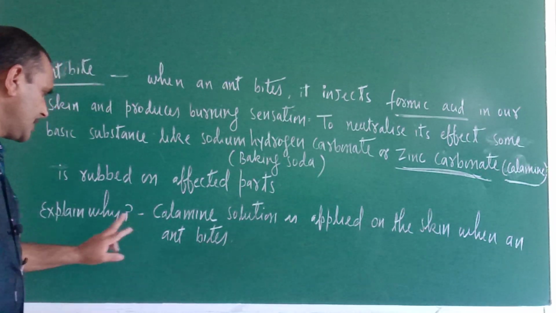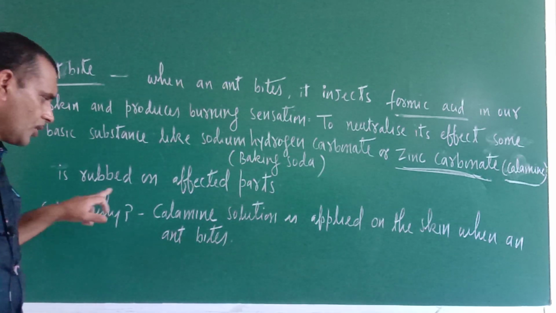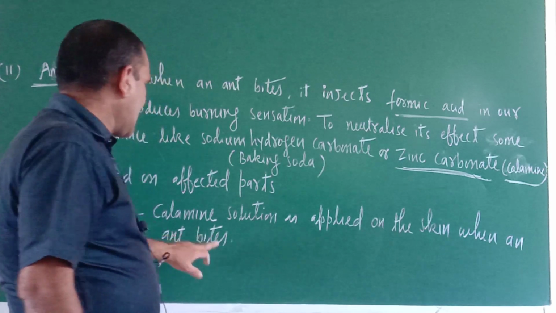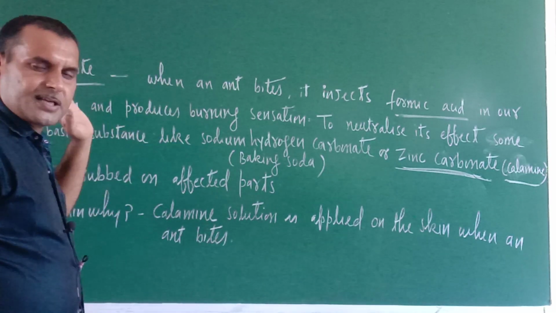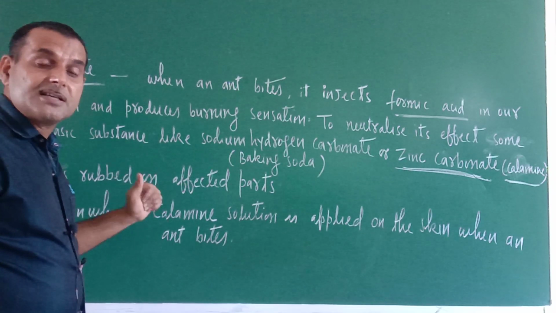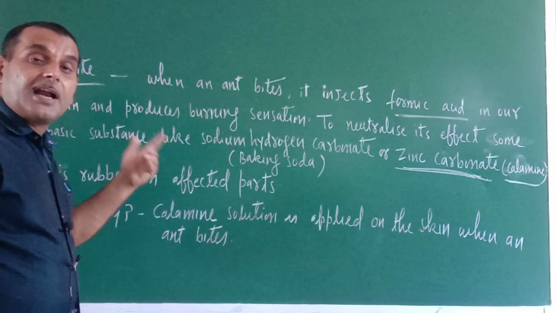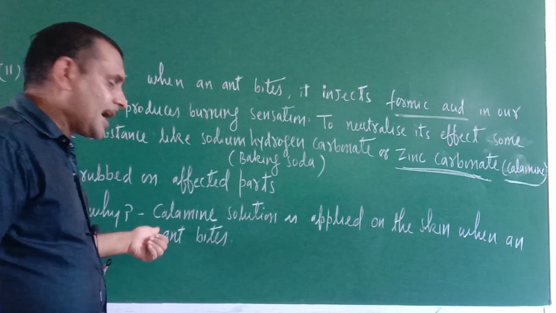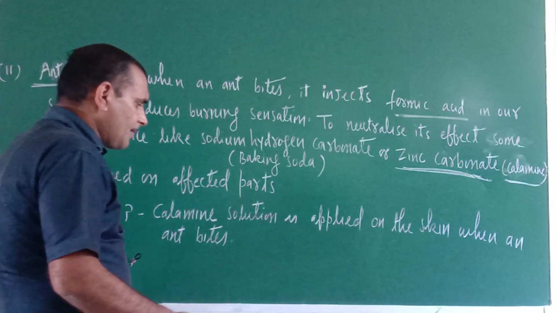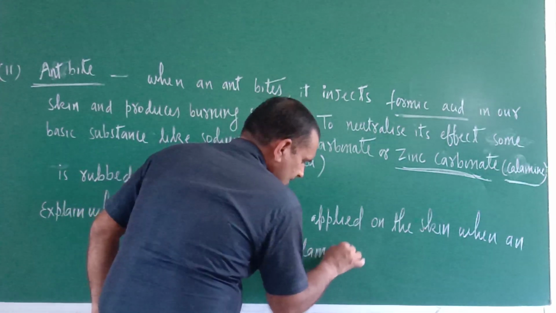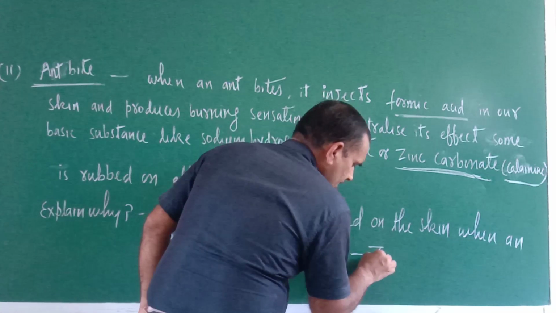There is one question in the NCERT book. Calamine solution is applied on the skin when an ant bites. This is the reason, because calamine solution contains zinc carbonate, which is a base, and it neutralizes the acid which was injected by the ant bite. So remember, what is calamine? Calamine is chemically zinc carbonate.